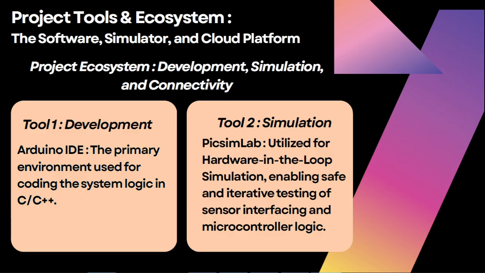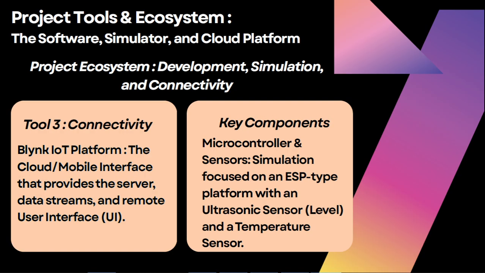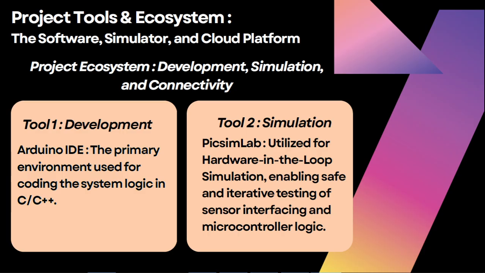The project relies on a three-part ecosystem. First is development, second is simulation, third is connectivity, and we will see the key components. First is development. The code is written using Arduino IDE, which is a standard environment for writing system logic in C and C++. Second one is the simulation. We use PICSimLab. This is our hardware-in-loop simulation tool. It allows us to safely test and iterate on sensor interfacing and microcontroller logic without needing physical hardware initially.